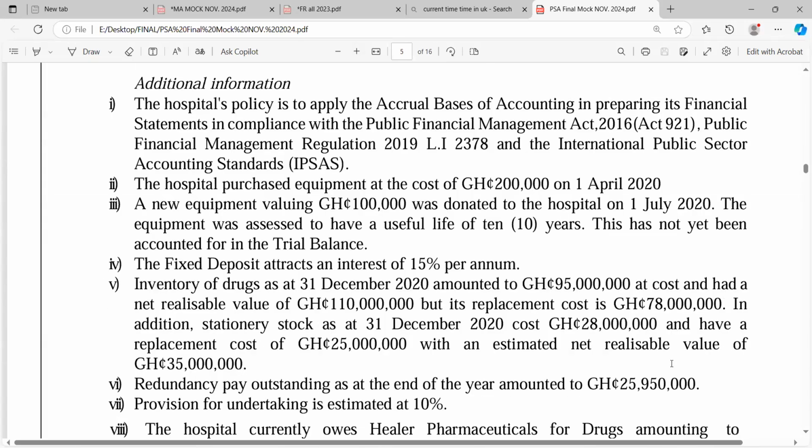Okay, so we are here. We said that this note will affect two things, cash and cash equivalent. And then you add it to equipment, and depreciation will be on the new equipment value. 100,000 was donated.